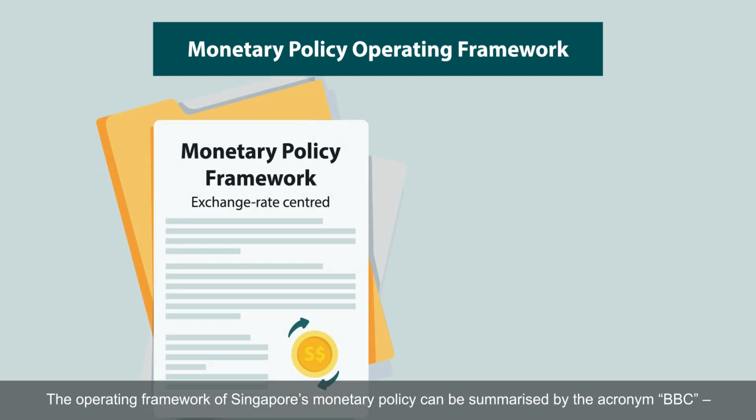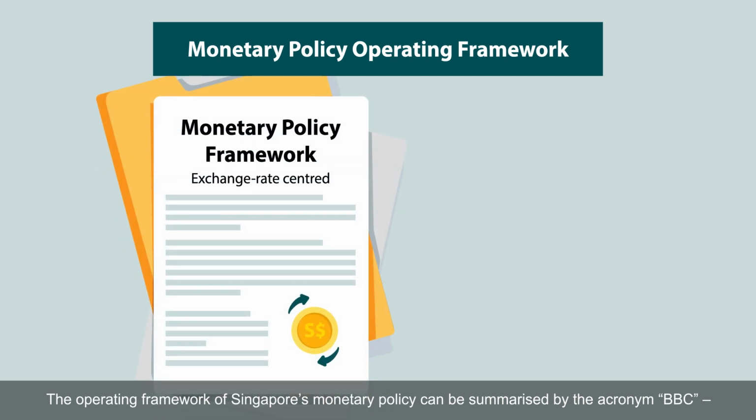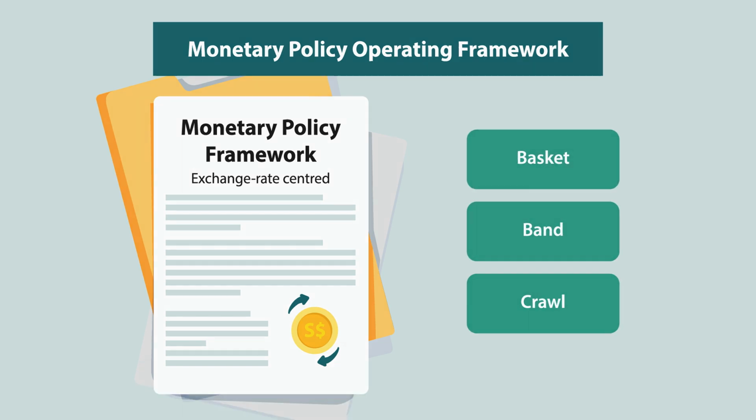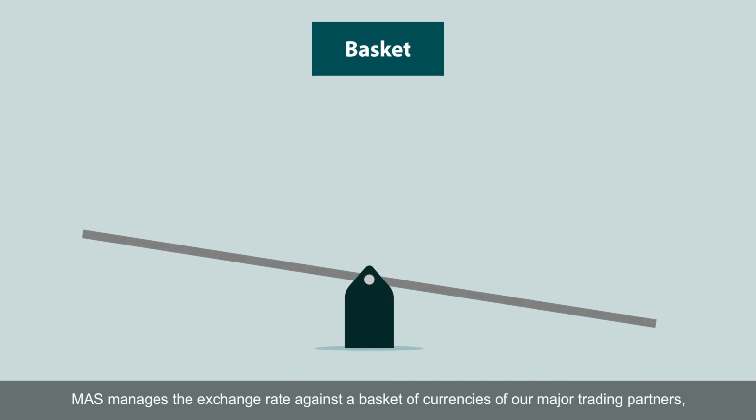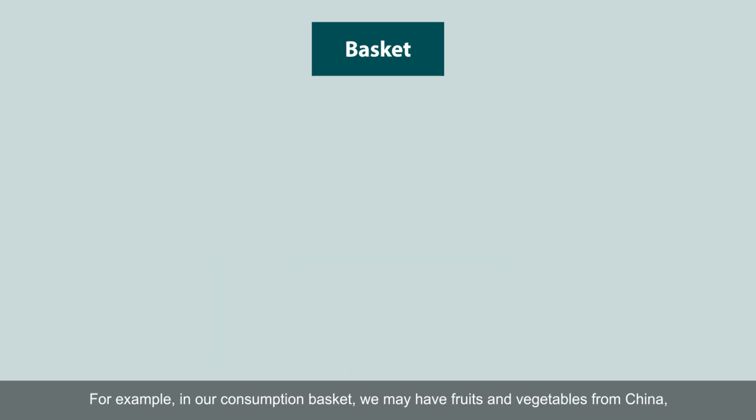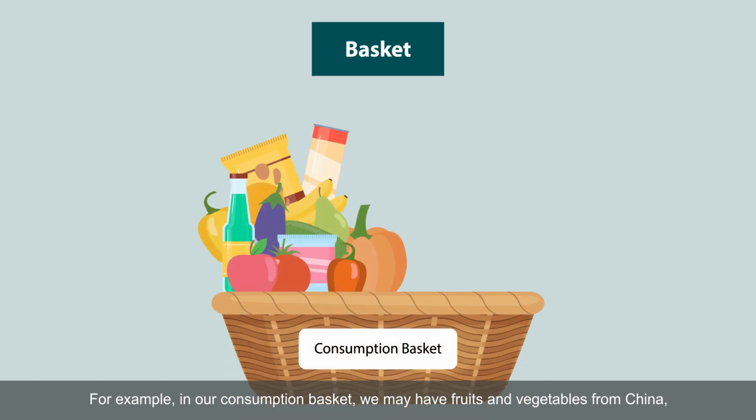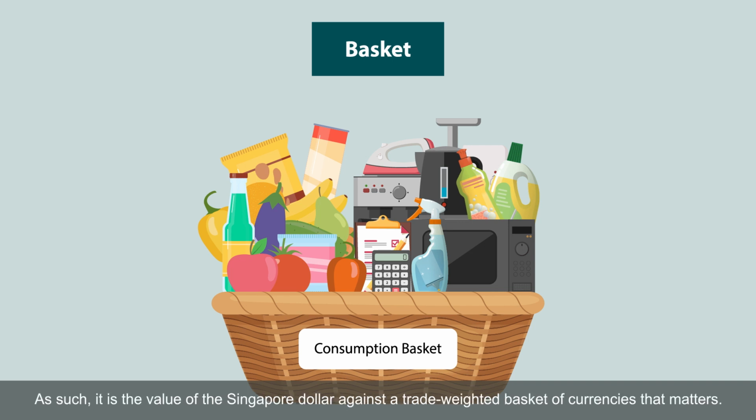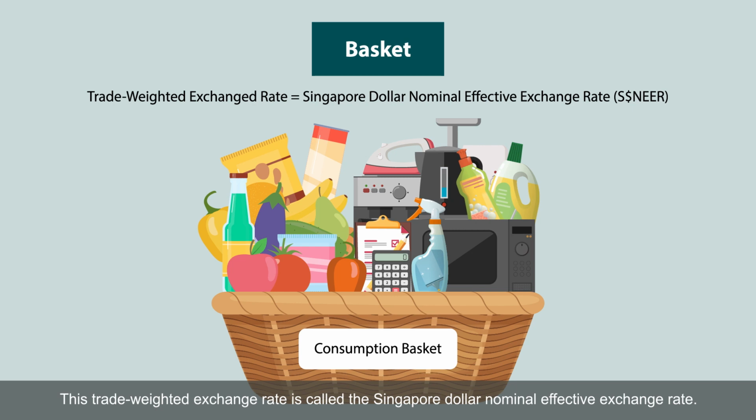The operating framework of Singapore's monetary policy can be summarized by the acronym BBC: Basket, Band, and Crawl. MAS manages the exchange rate against a basket of currencies of our major trading partners, reflecting our diverse trade patterns. For example, in our consumption basket, we may have fruits and vegetables from China, consumer electronic goods from Japan, and so on. As such, it is the value of the Singapore dollar against a trade-weighted basket of currencies that matters. This trade-weighted exchange rate is called the Singapore dollar nominal effective exchange rate.